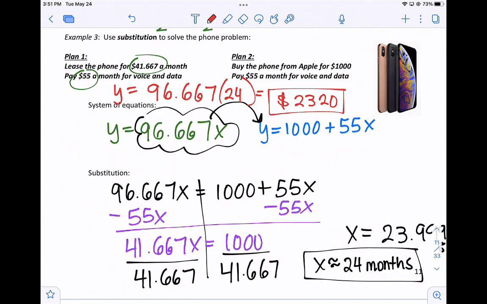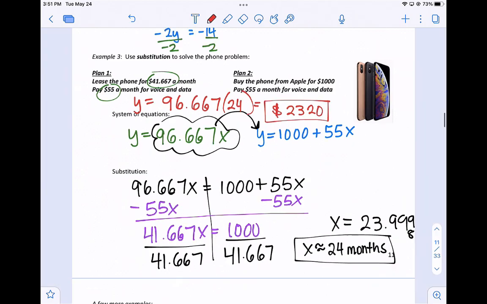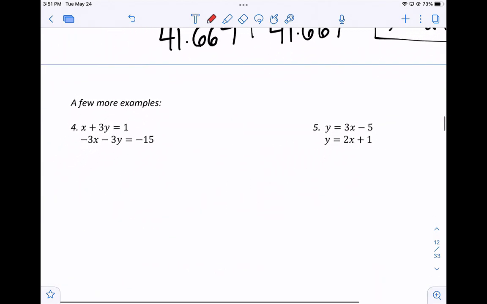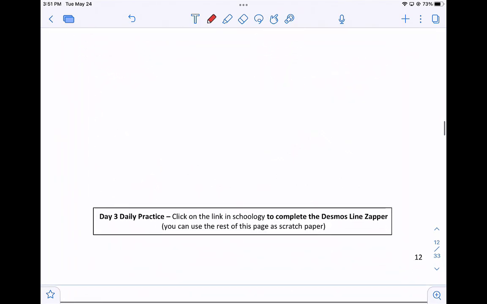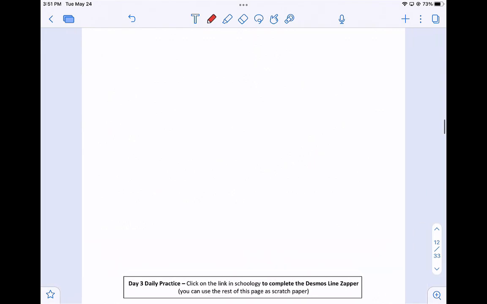All right, so in class, then we have a Desmos activity to work on. It's called Line Zapper, and that's on Schoology. We're going to review these two examples the next time we meet. And again, your assignment is called Line Zapper, and you can use the rest of this as scratch paper.